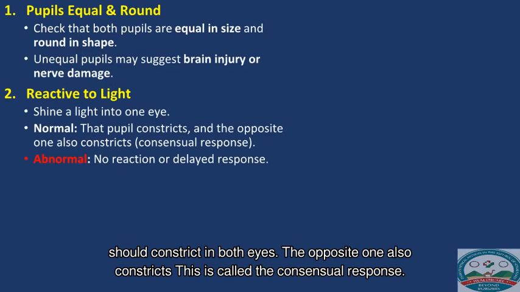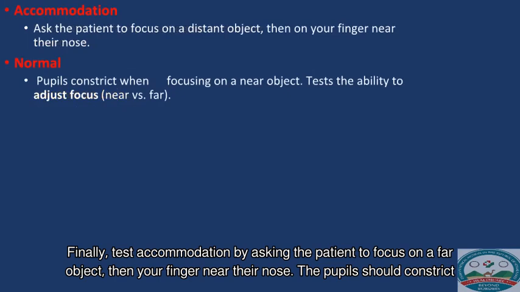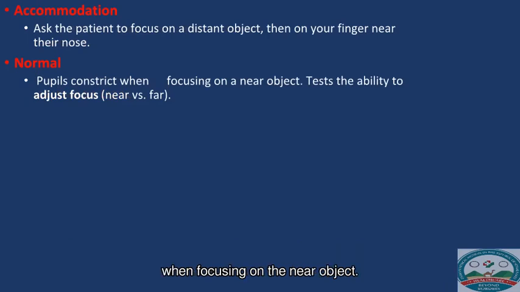Then, shine the light. Pupils should constrict in both eyes. The opposite one also constricts. This is called the consensual response. Finally, test accommodation by asking the patient to focus on a far object, then your finger near their nose. The pupils should constrict when focusing on the near object.